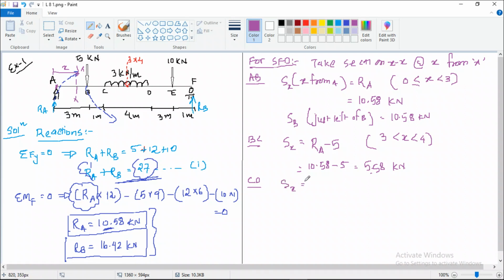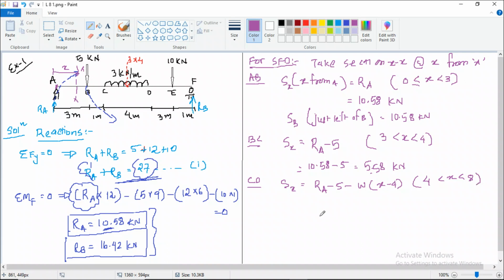Here, when I reach the portion CD, the Sx value will be RA minus 5, minus, now I have a UDL here. So for that we have to apply an equation, that is W into x minus 4. 4 is the distance of the UDL. In this UDL you will get different values. So let us put the values. Before that, the range will be 4 less than x less than 8.